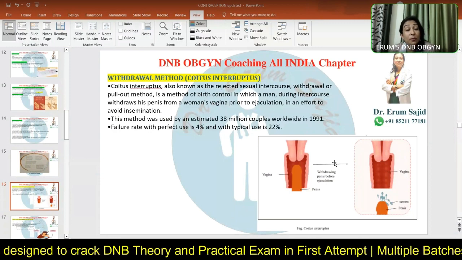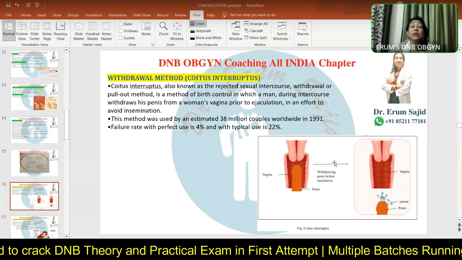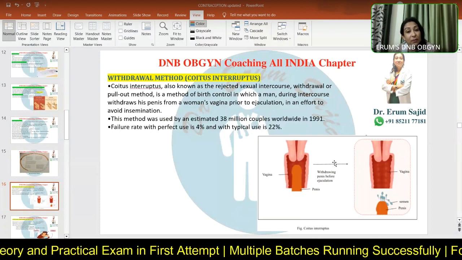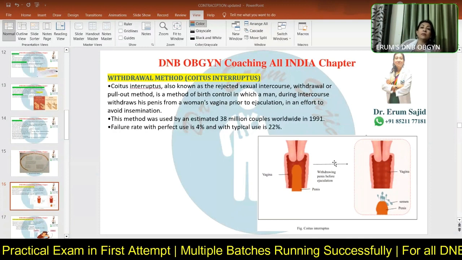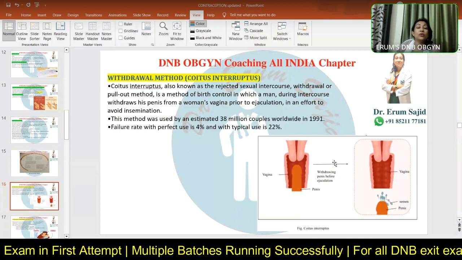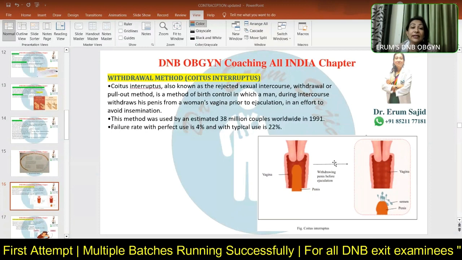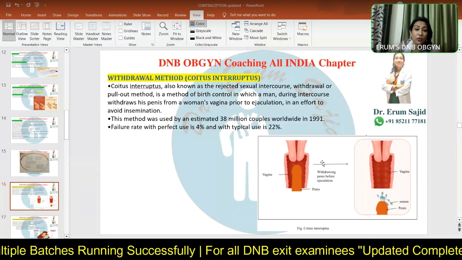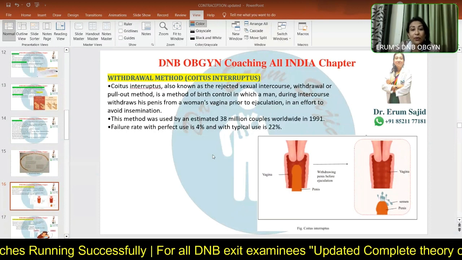So the failure rate with perfect use is 4%, but with typical use it goes as high as 22% because nothing is in the hands of the female. Of course, she can use spermicidal jellies or a diaphragm and all those things, but finally it is the withdrawal in the hands of the male part, which doesn't really work well in the Indian scenario. Yes.